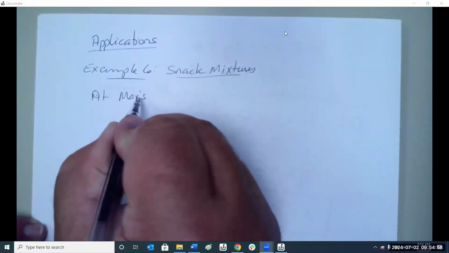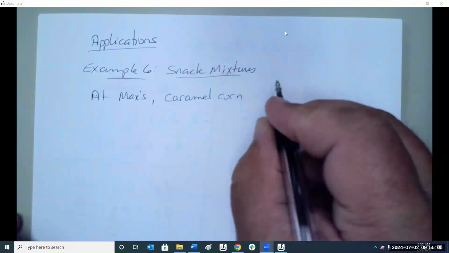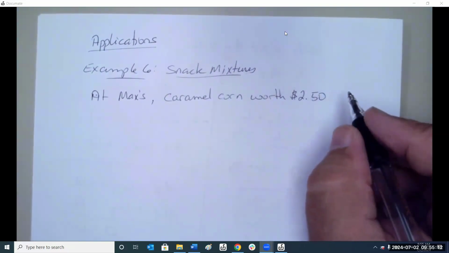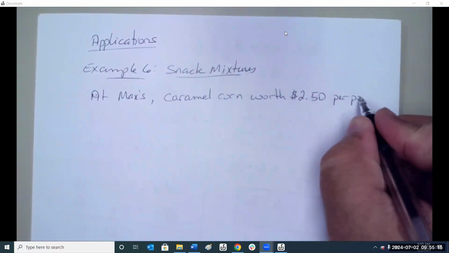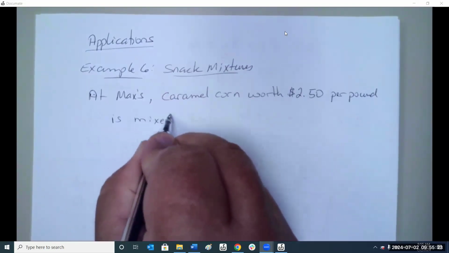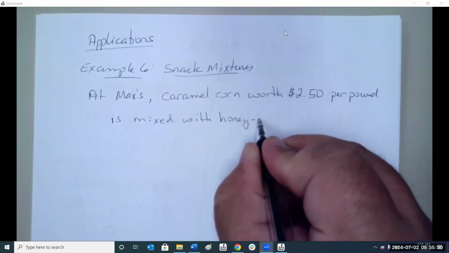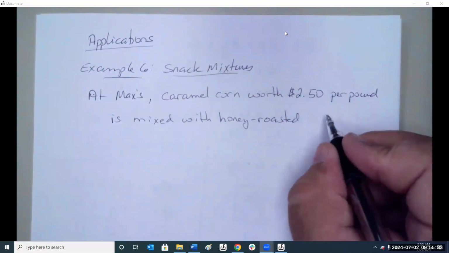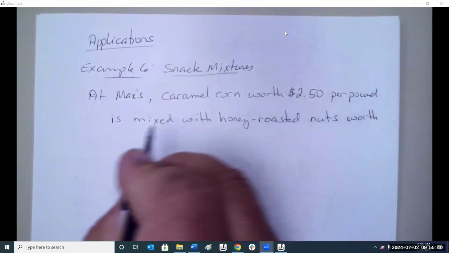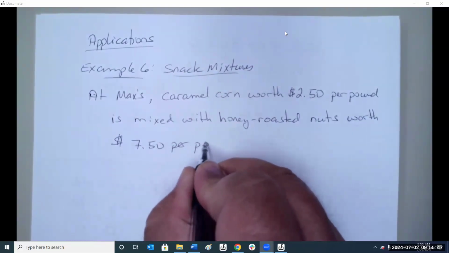At Max's, caramel corn worth $2.50 per pound is mixed with honey roasted nuts worth $7.50 per pound.